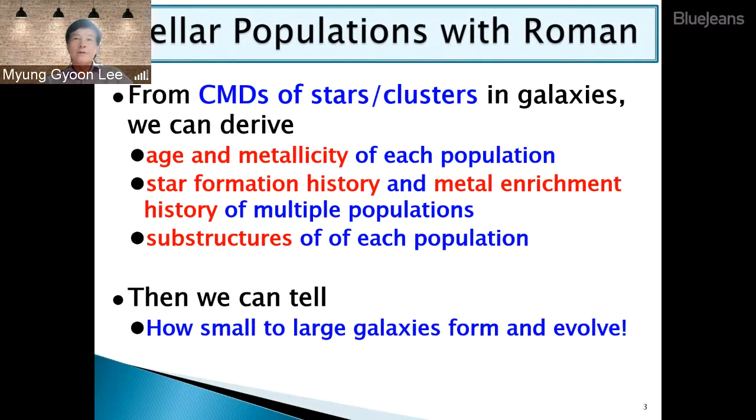So from the images of galaxies to be obtained with Roman, we can derive color-magnitude diagrams of stars and star clusters in galaxies. You can derive their age and metallicity, and the star formation history and metal enrichment history of multiple populations and their spatial distributions in a given galaxy. Then from this you can tell how small to large galaxies form and evolve in the history of the universe.